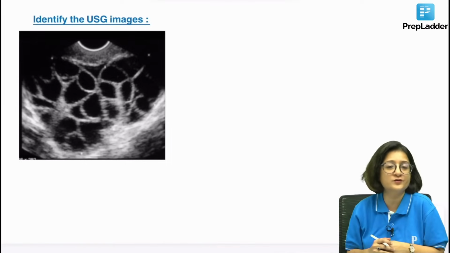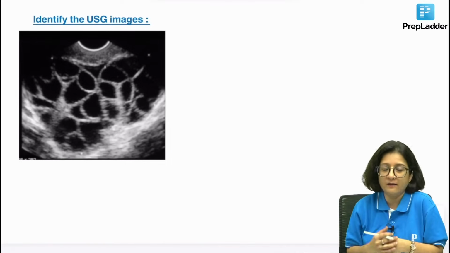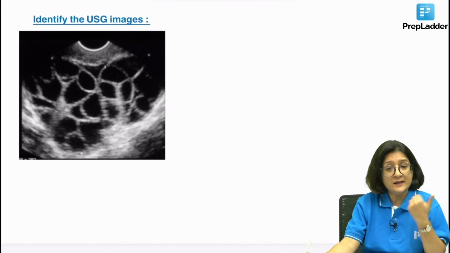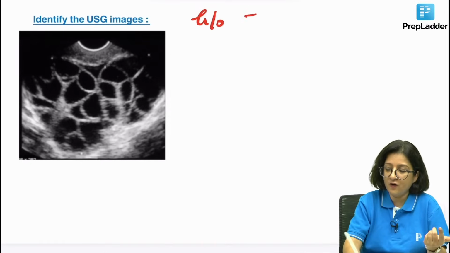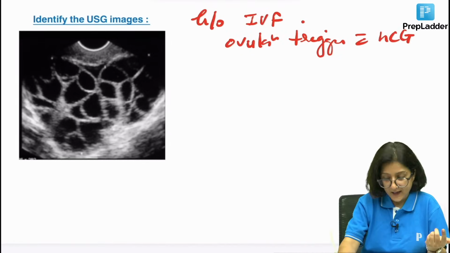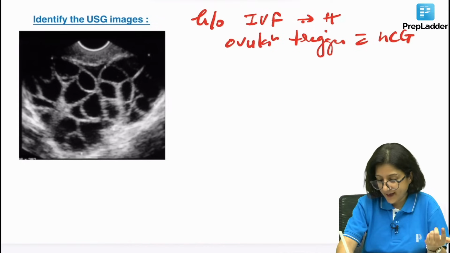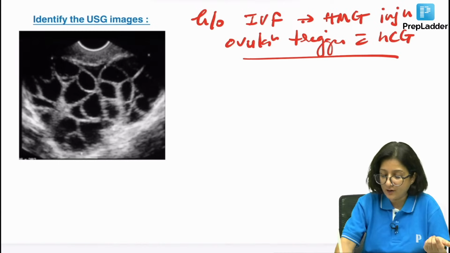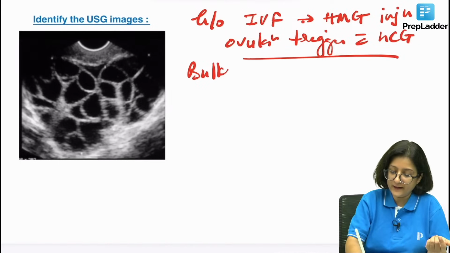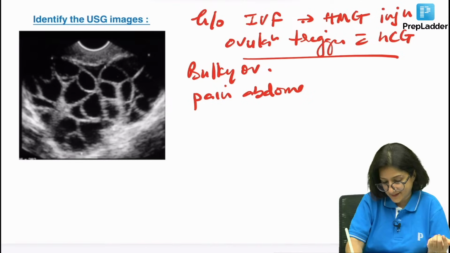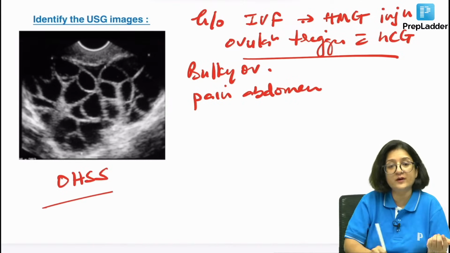I can also confuse it with polycystic ovaries, obviously, because all images have to be analyzed in clinical context. The clinical context is a history of IVF being done. Maybe ovulation trigger was done with HCG. With IVF, maybe she is getting HMG, human menopausal gonadotropin injection. Now tell me, the woman has got bulky ovaries. She's complaining of abdominal pain. Yes, this is ovarian hyperstimulation syndrome.